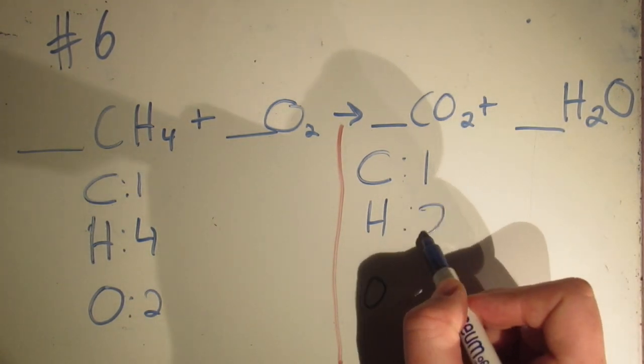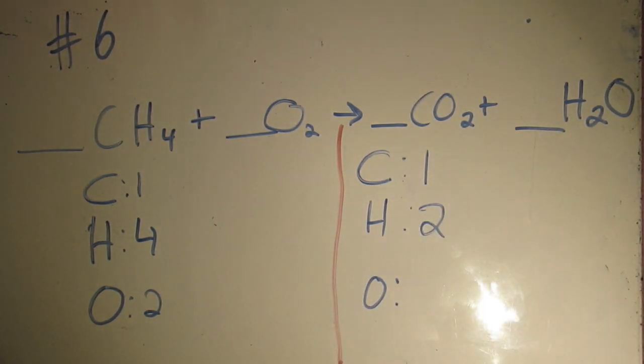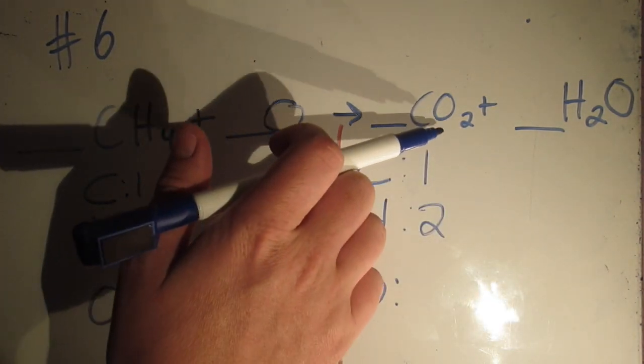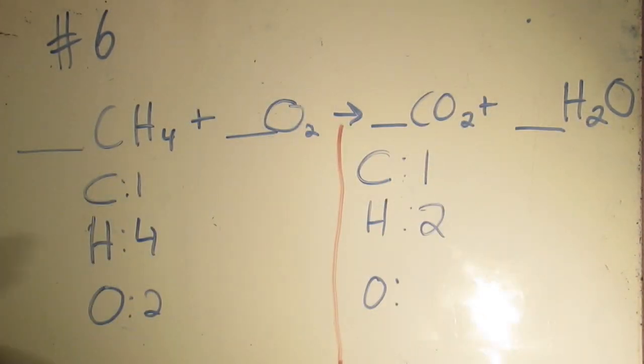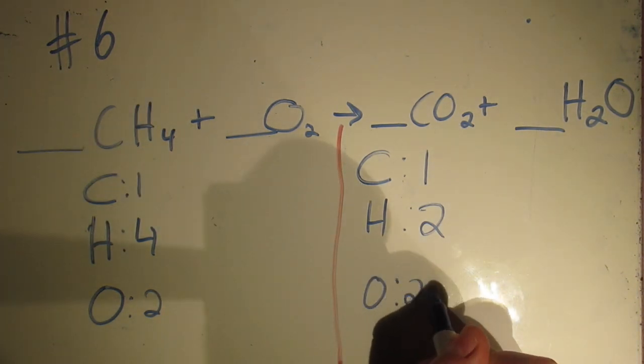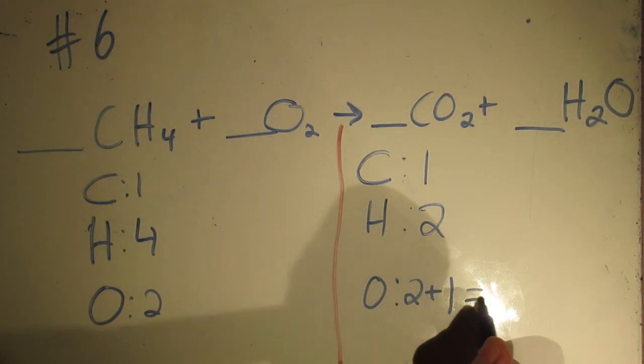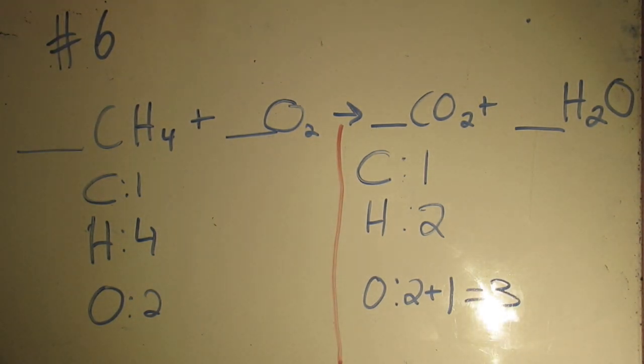Hydrogen, 2. Now oxygen is a little tricky here. We've got it in 2 places, so we have to make sure to count it in 2 places. So we've got 2 here and we've got 1 over there. So it ends up being 2 plus 1, which gives us 3, okay?